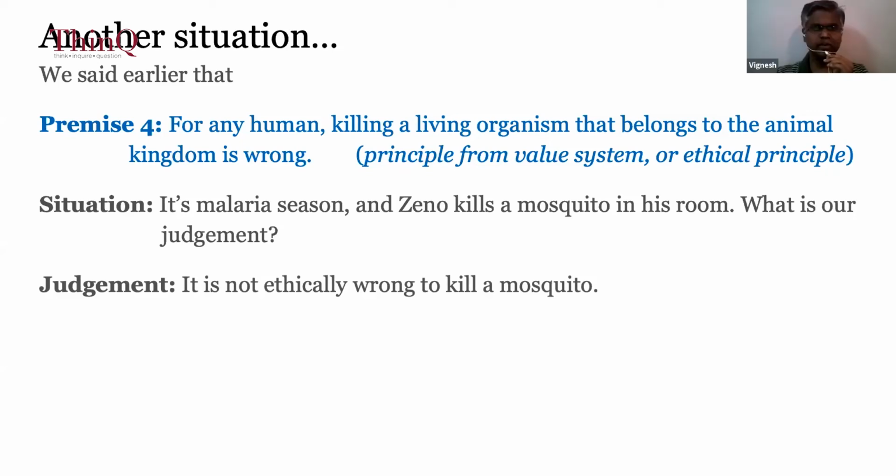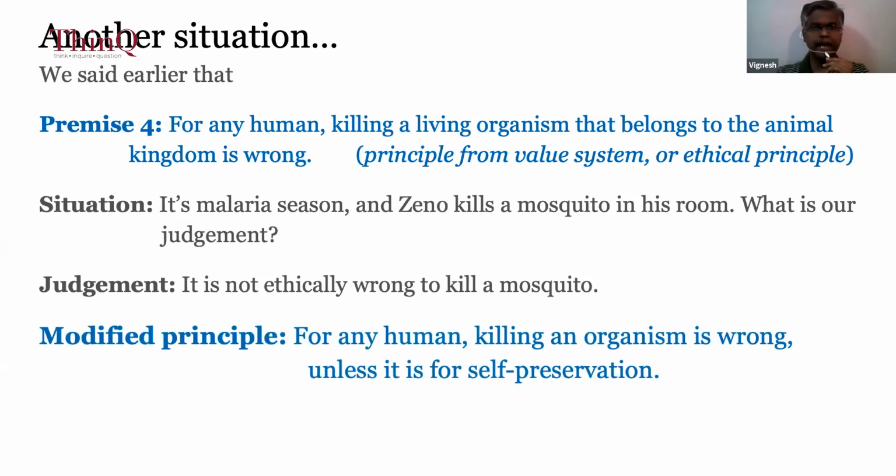Okay. So in this case, what we could say is that killing an organism is wrong unless it is for self-preservation. Suppose we say this, right? And in a malaria season, if you don't kill mosquitoes, you are likely to get malaria, and it's going to be sometimes fatal. Therefore, it is okay to kill mosquitoes during malaria season. So the modified principle now would be that for any human, killing an organism is wrong unless it is for self-preservation. So I'm changing the principle.